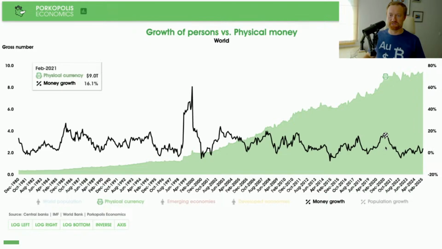Big COVID pump here, 16% per year, more or less in cash, physical cash. Remember they were saying don't use cash? No one's going to use cash, only use digital. Well, they printed physical cash. Dirty physical cash was printed up during COVID.